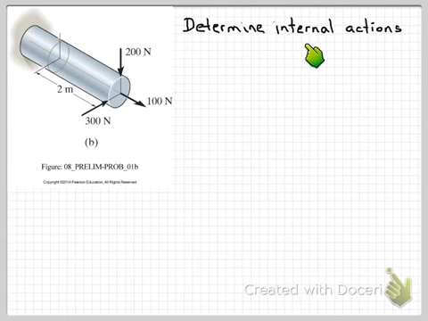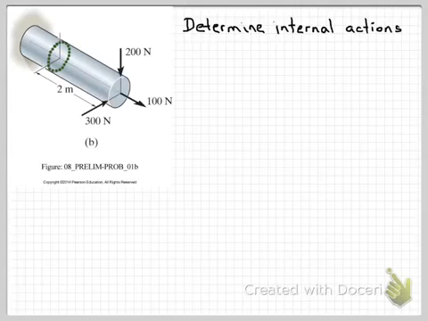So we need to point out where we're going to calculate those internal actions. And in our diagram here, we've got this section highlighted at 2 meters from the end. So that's the section that we're going to analyze today.